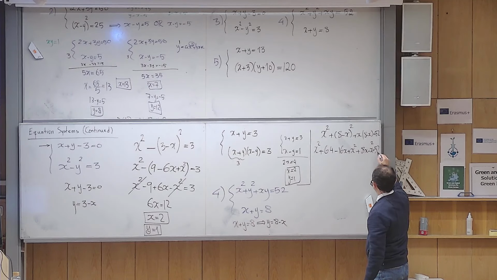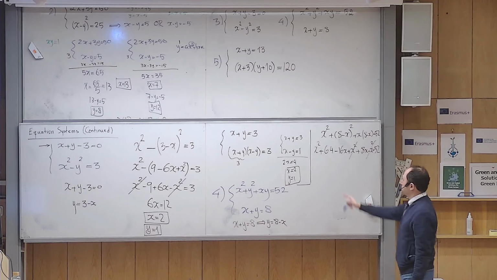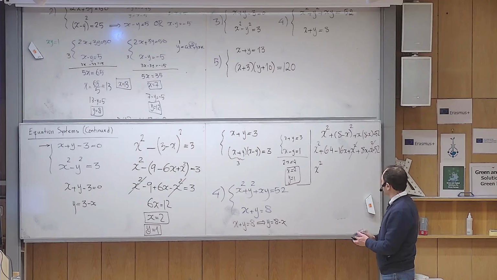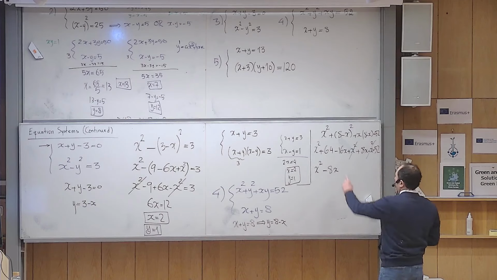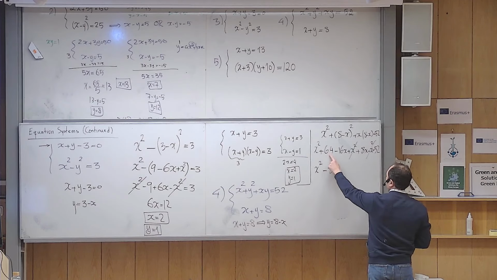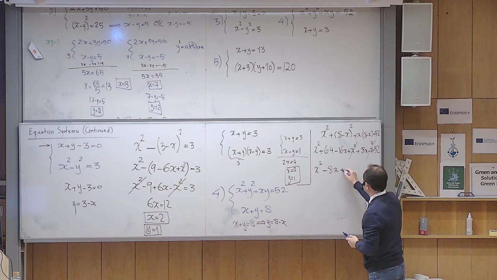But now look, this minus x squared and one of them are cancelled, but still x squared survives there. What else? I have 8x minus 16x, which is minus 8x. And then I have 64 here. I move 52 to the left. 64 minus 52 is 12.